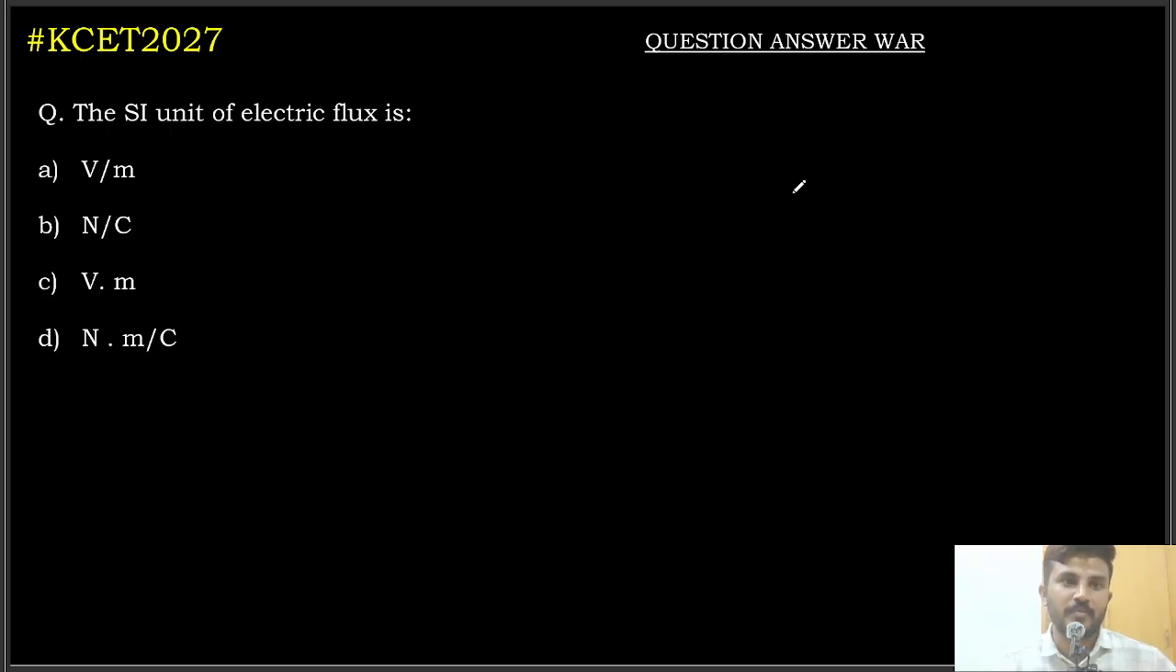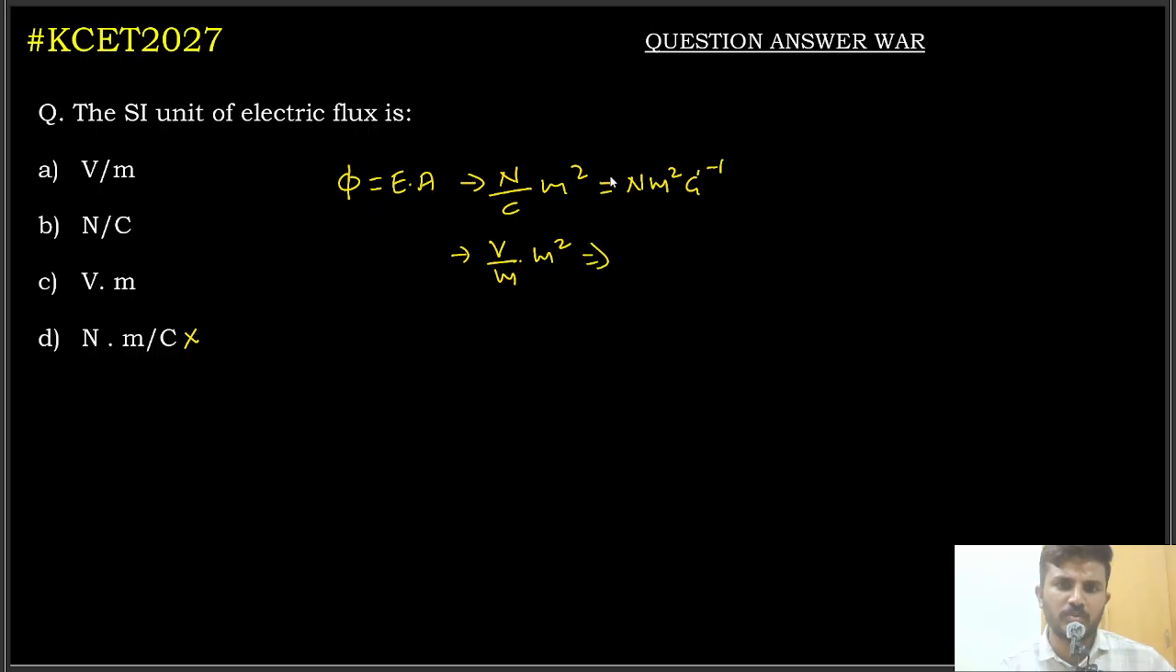Clear? Then we have the SI unit of electric flux. Since electric flux is given by E dot A, the unit of electric field is newton per coulomb and area is meter square. That's why newton meter square per coulomb is the unit. Is newton meter given? No, it is not. Newton meter per coulomb is given. In terms of potential, electric field is volt per meter, into area in meter square, so another unit is volt meter. Do we have this unit here? Yes, volt meter. So option C is correct.